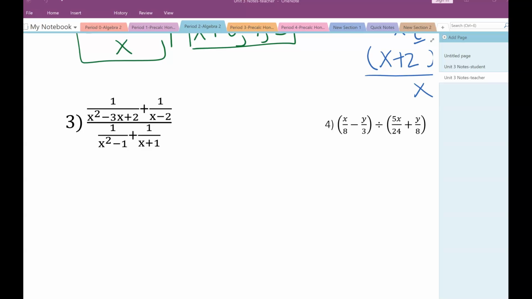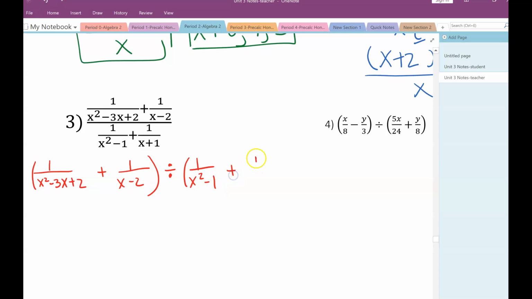First, you want to write it horizontally. Okay. So we are going to do 1 divided by x squared minus 3x plus 2 plus 1 over x minus 2. Write your division horizontally. What's the reason for that? It's easier for us to attack just one set of quantities at a time.